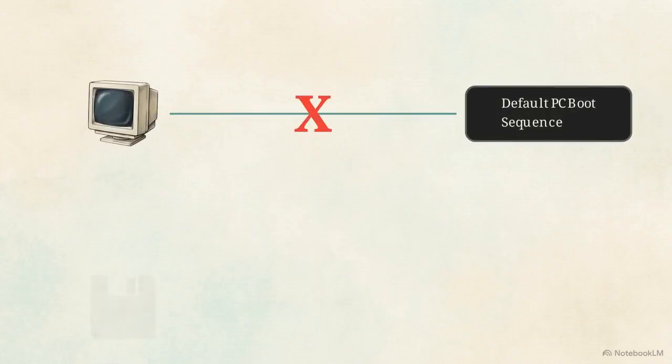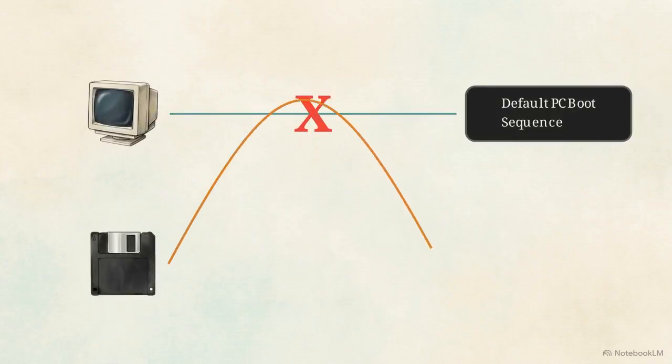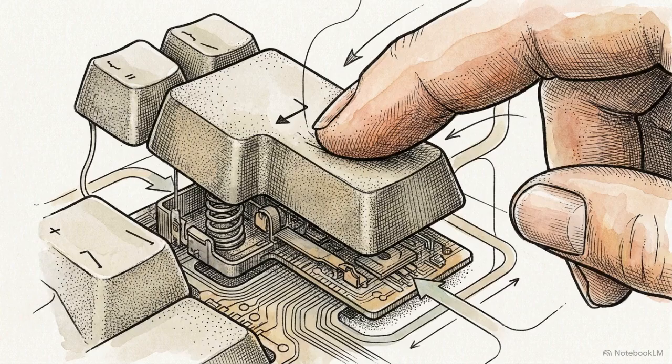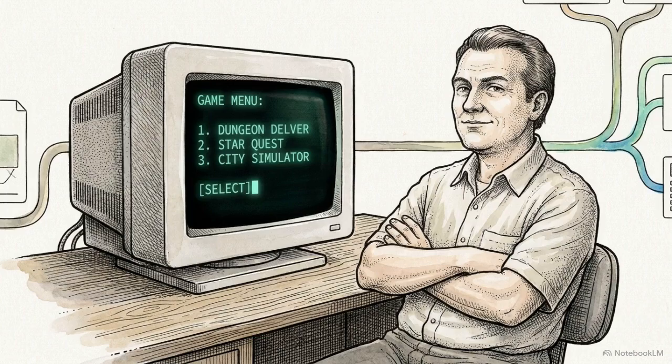Users pushed this further, writing custom configuration files on floppy disks that bypass default startup sequences entirely, diverting into custom-built menus. By writing these scripts to avoid typing the same commands over and over, users crossed a critical threshold. They transitioned from consuming software to actively orchestrating operating environments.